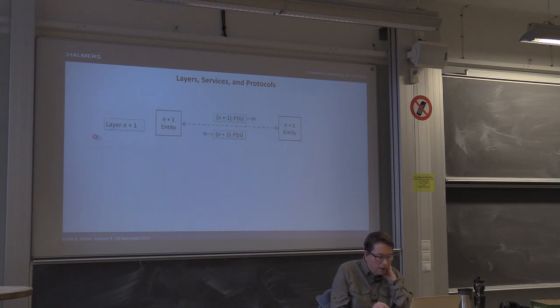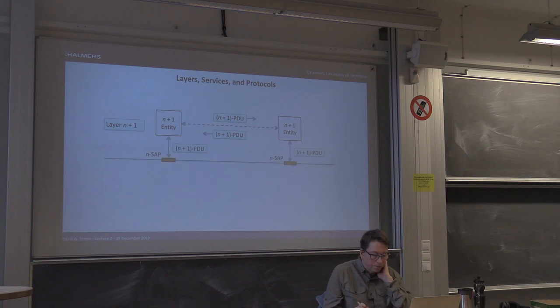So we have, say, the n plus 1 layer. Okay, then we have an n plus 1 entity. So this is a piece of software running at a node, which is interacting with a piece of software which is on the same layer but at a different node. And they interact by transmitting n plus 1 PDUs. Okay, n plus 1 layer, n plus 1 entity, n plus 1 PDUs. And these PDUs are formatted according to a protocol which resides in layer n plus 1. Okay, this is virtual communication.